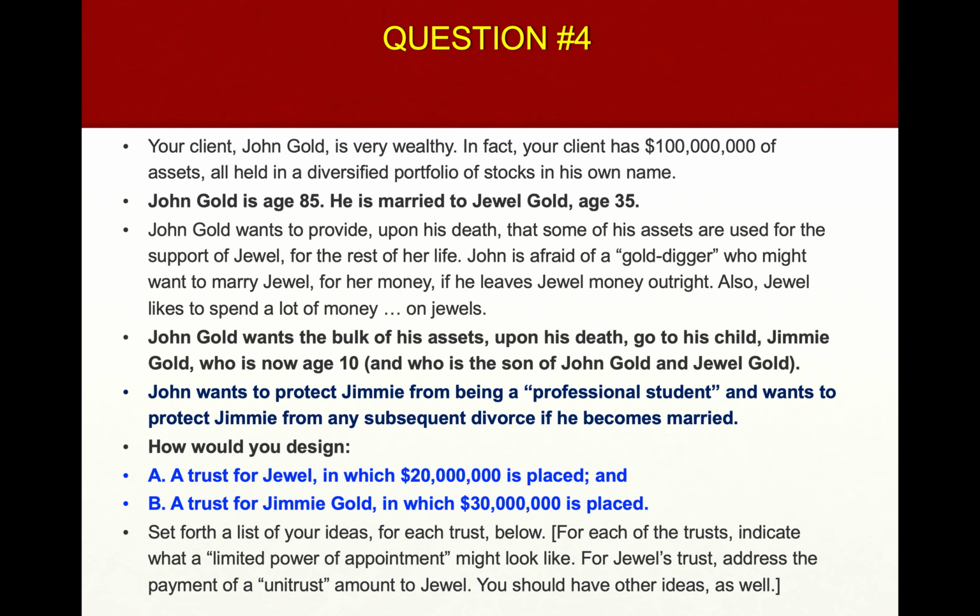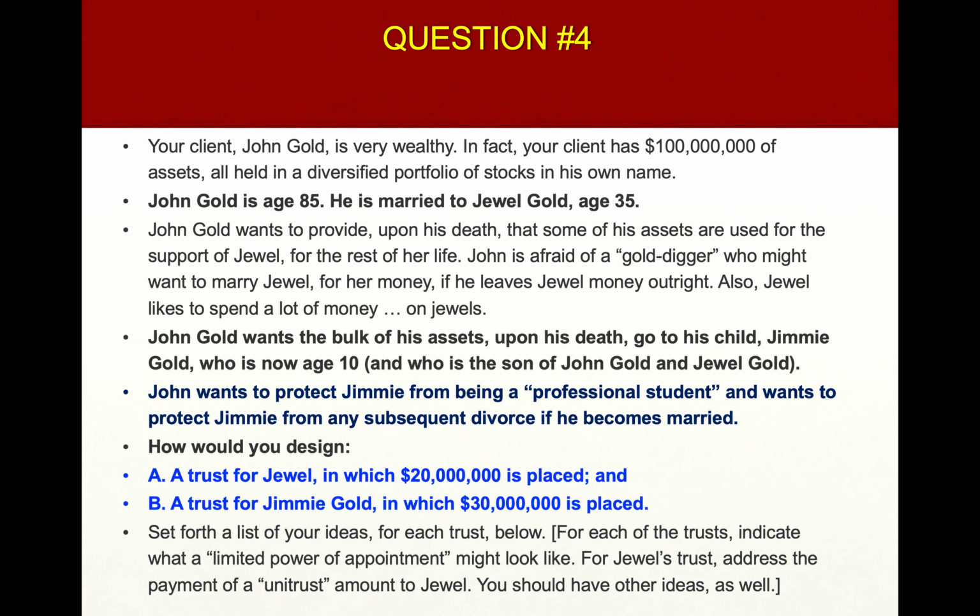Maybe. All right. He wants to provide upon his death that some of his assets are used for the support of Jewel for the rest of her life. John is afraid of a gold digger who might want to marry Jewel for her money. I'm sure Jewel married him for his money. So Jewel likes to spend a lot of money too, on jewels of all things. John wants the bulk of his assets to go to his child Jimmy, who is now age 10, the son of John and Jewel Gold. So John wants to protect Jimmy, however, from being a professional student all his life. He wants Jimmy to become a productive citizen.